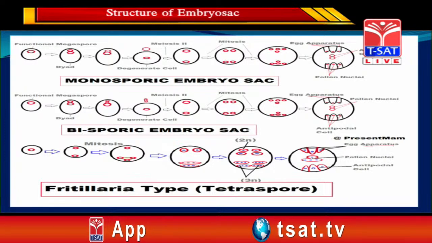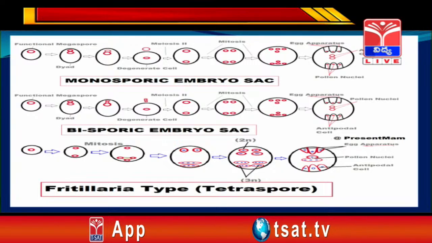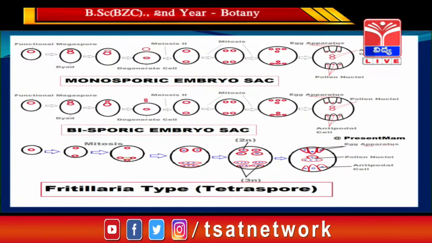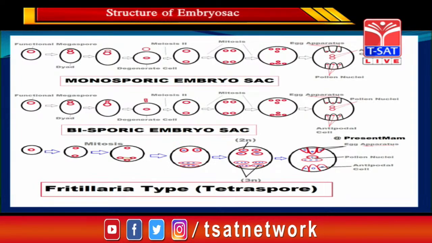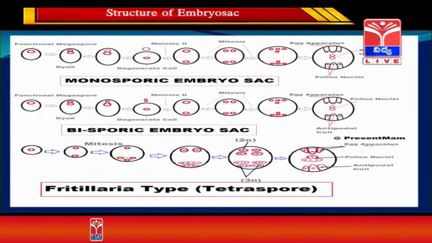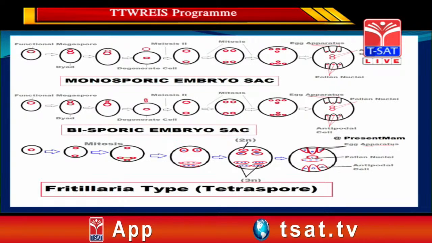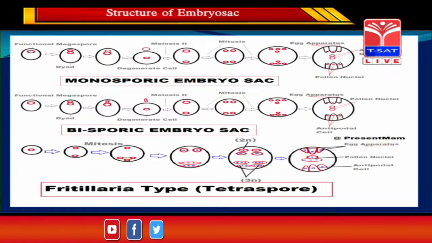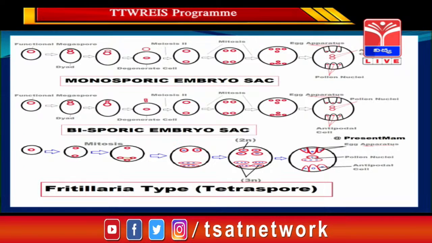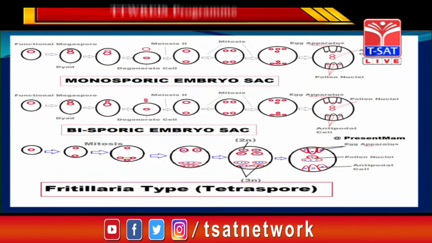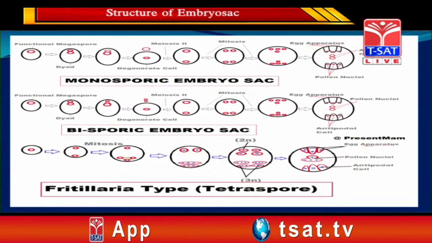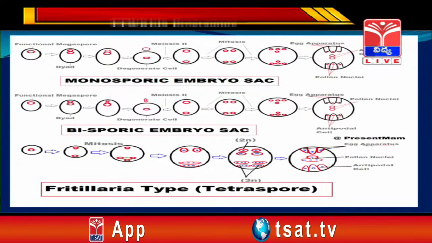And next, coming to the bisporic embryo sac. Bi means 2. So the functional megaspore undergoes division and then forms 2 cells. It is called a dyad. If the dyad undergoes division, then it forms 4 cells. Of these 4 cells, 3 are degenerated and only 1 cell is the functional cell. If the functional cell undergoes mitotic division, then it forms 2 cells. The 2 cells undergo mitotic division, then form 4 cells. These 4 cells undergo further mitotic division, then form 8 cells.